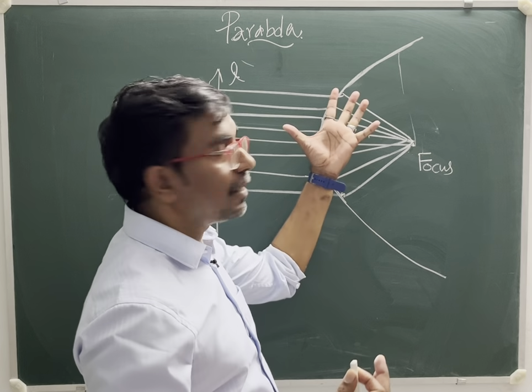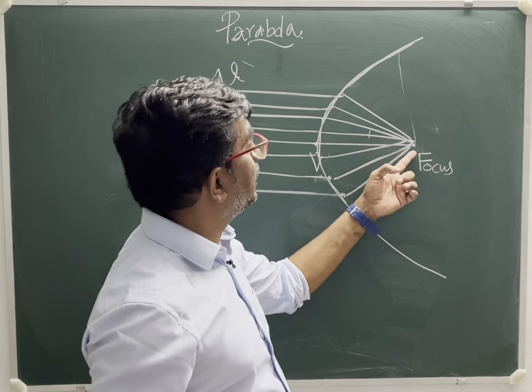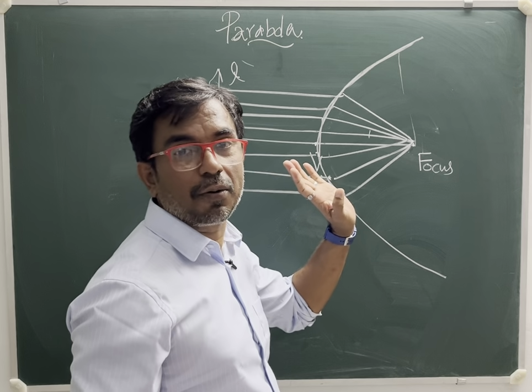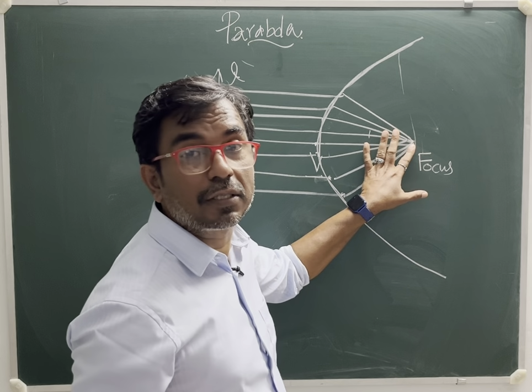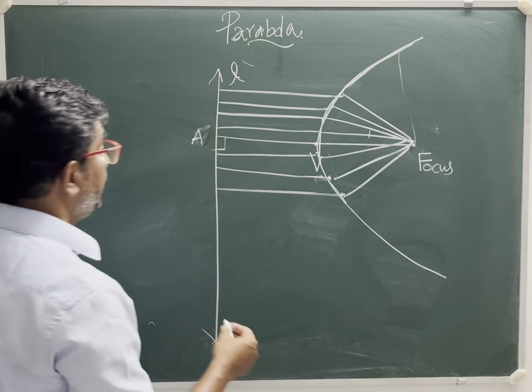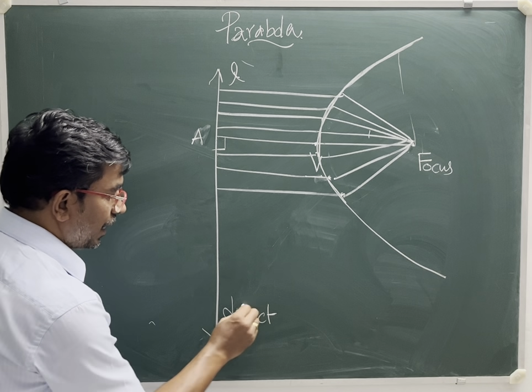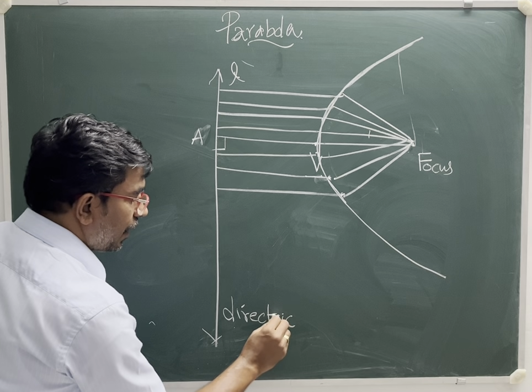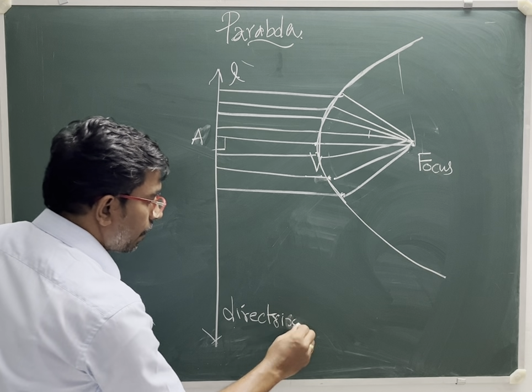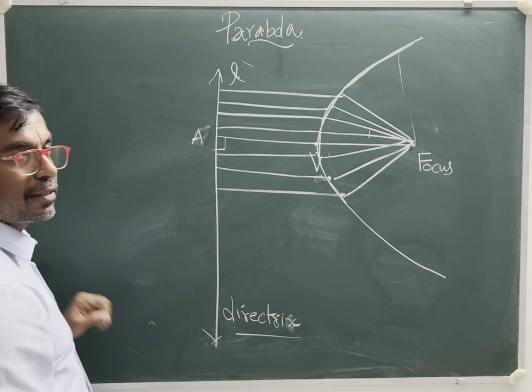In physics, there are certain phenomena related to this focus. Now you understand this is the focus, that fixed point. And this fixed line is called the directrix. You have to write directrix, R-I-X. This is called the directrix.